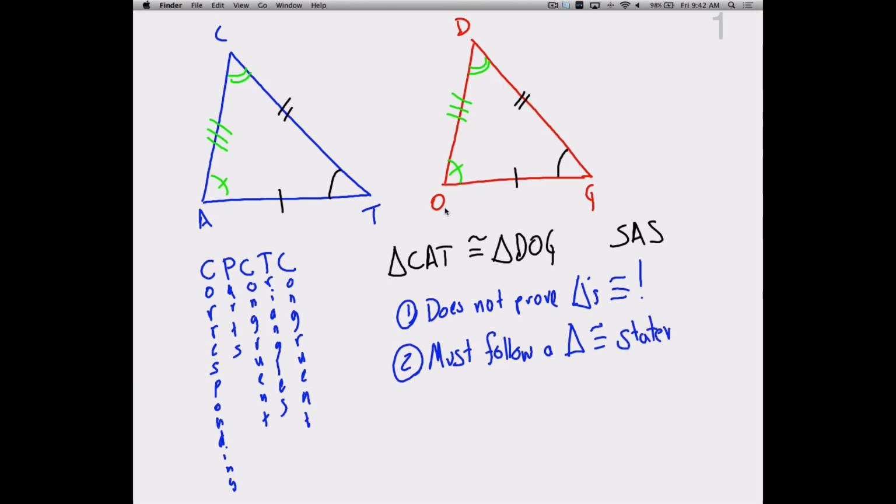Second thing, it must follow a triangle congruency statement. You can't use CPCTC if you don't know the triangles are congruent. Okey doke?